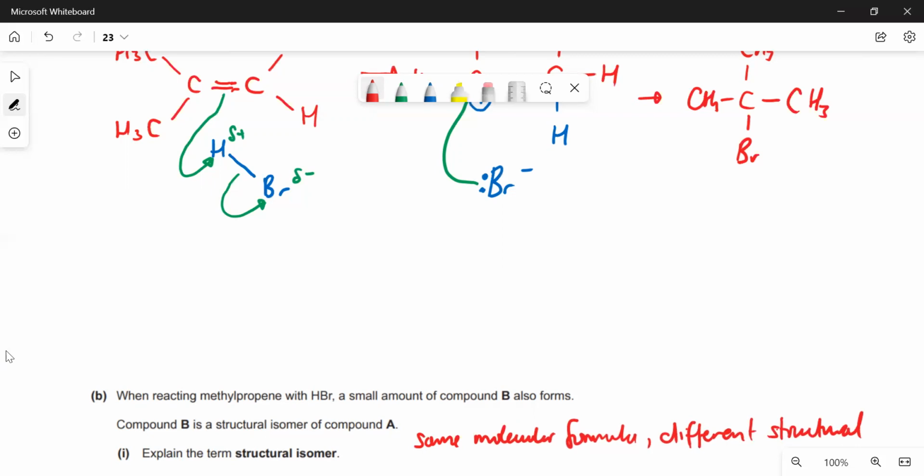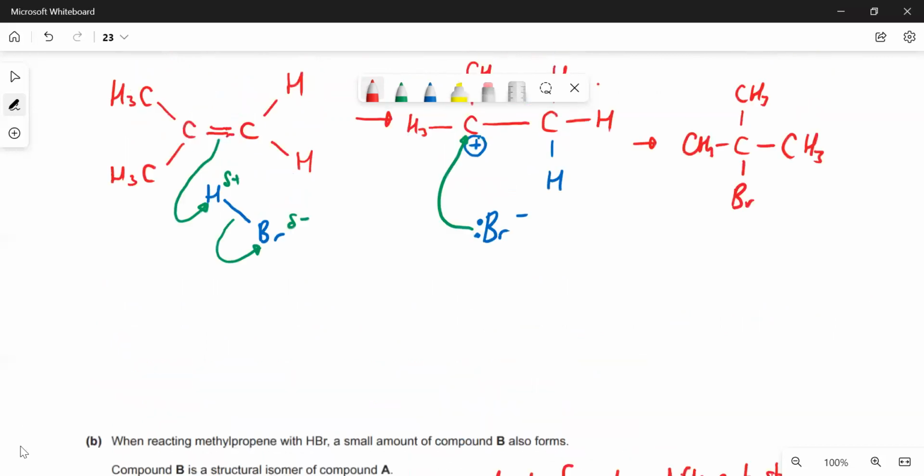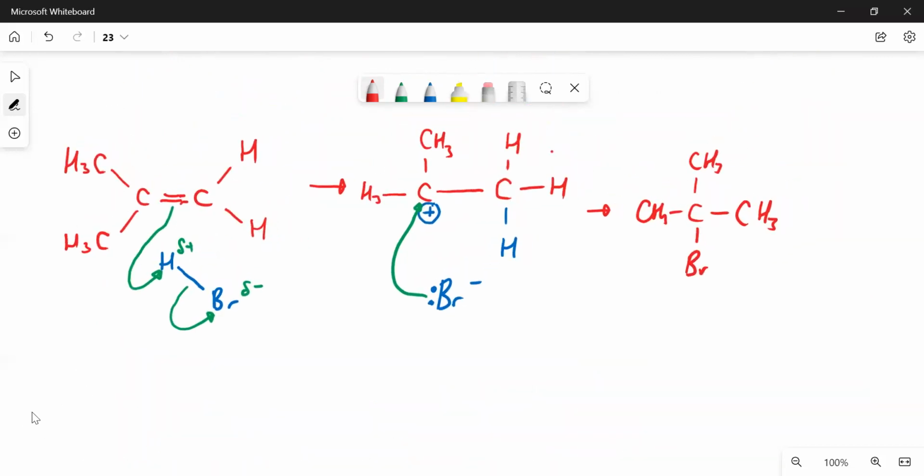All right, now the next question is going to ask us, what is the structure of compound B? Well, let's have a look here. Compound B results from the following happening. Instead of the hydrogen sticking on that one, the hydrogen first of all sticks onto the other one.